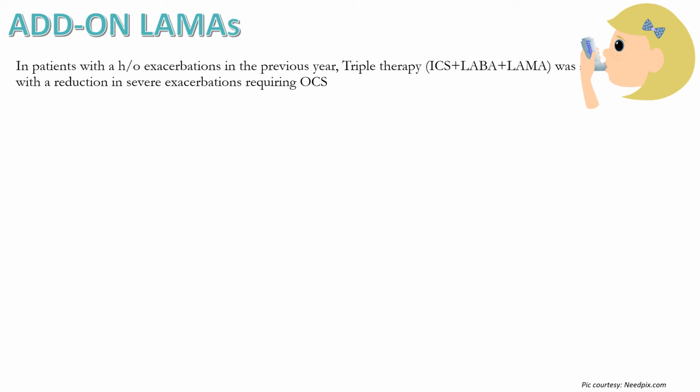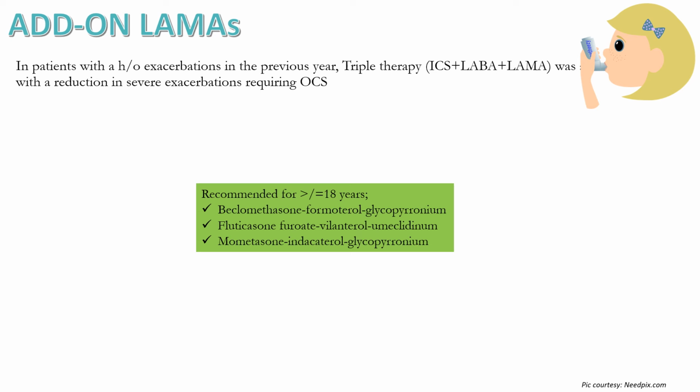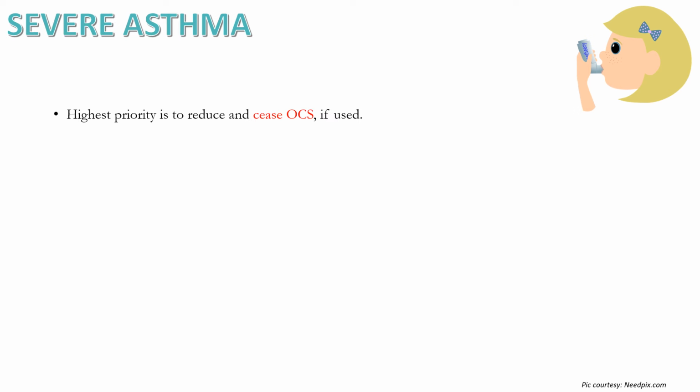GINA mentions that in patients with a history of exacerbations in the previous year, triple therapy, that is inhaled corticosteroids, LABA, and long-acting muscarinic antagonists, was associated with a reduction in severe exacerbations requiring oral corticosteroids. Examples of these triple combination therapies, basically recommended for those 18 years and above, are beclomethasone formoterol glycopyrronium, where glycopyrronium is the LAMA; fluticasone furoate umeclidinium vilanterol, which is a LABA; and mometasone indacaterol and glycopyrronium.